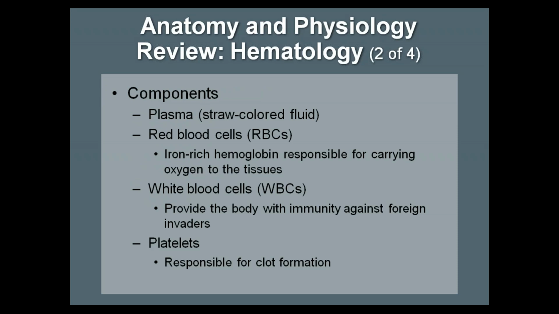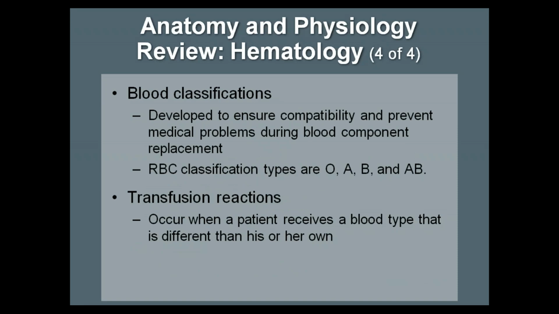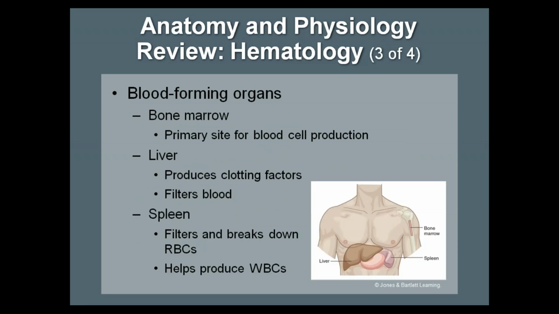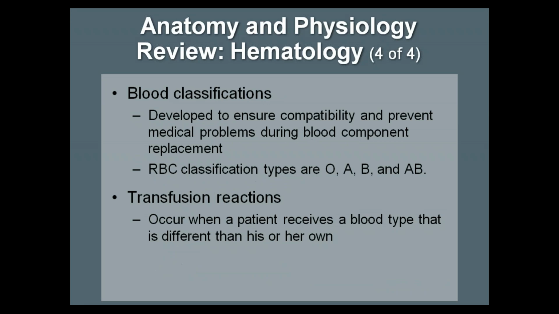So the components, this is again a review: plasma, red blood cells, white blood cells, platelets. These are all the different parts of the blood and what they do. So blood forming organs, most of the blood is produced in the bone marrow. The liver produces the clotting factors, and it also filters blood. The spleen filters and breaks down RBCs, because RBCs have a life. They don't live forever, so there has to be a way to get those broken down red blood cells out, and then it helps produce white blood cells.